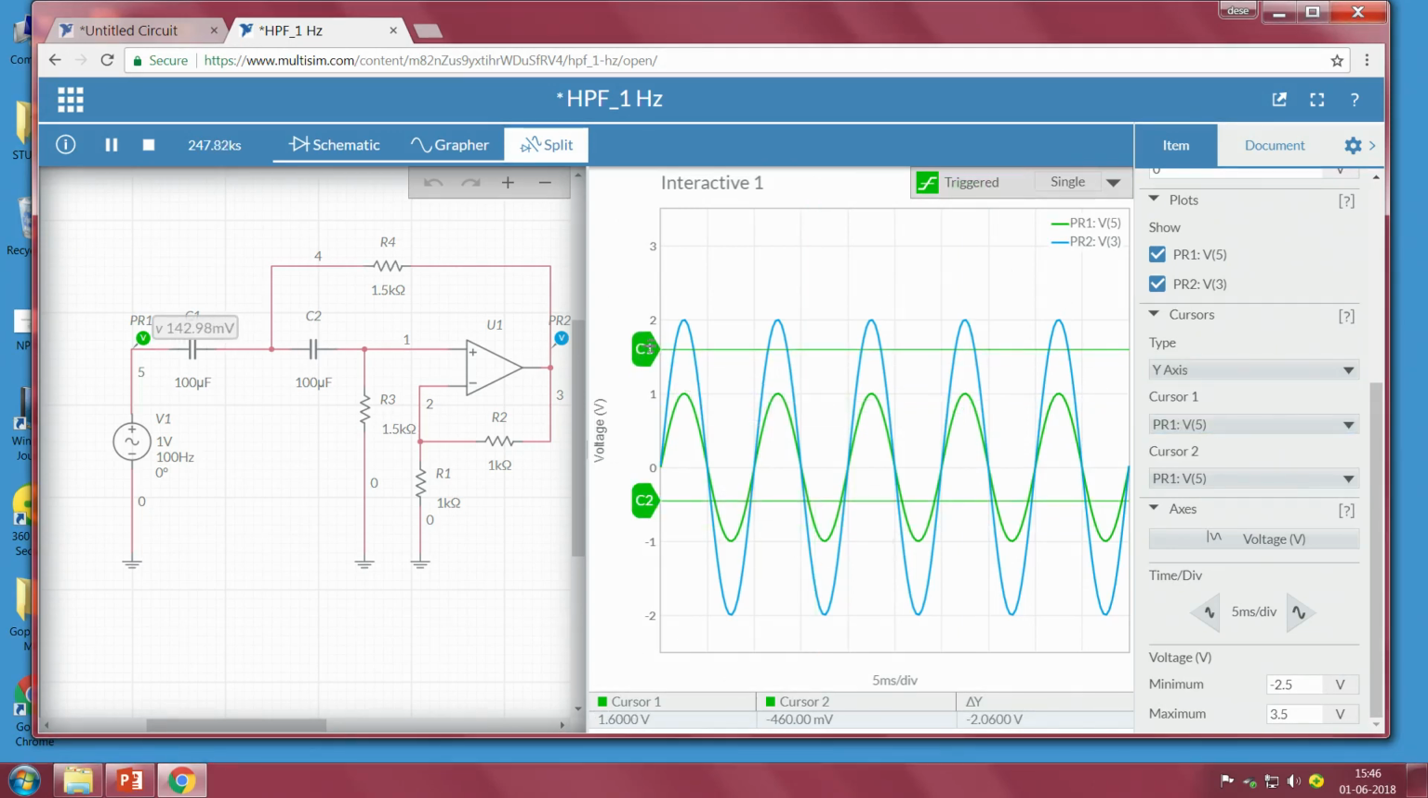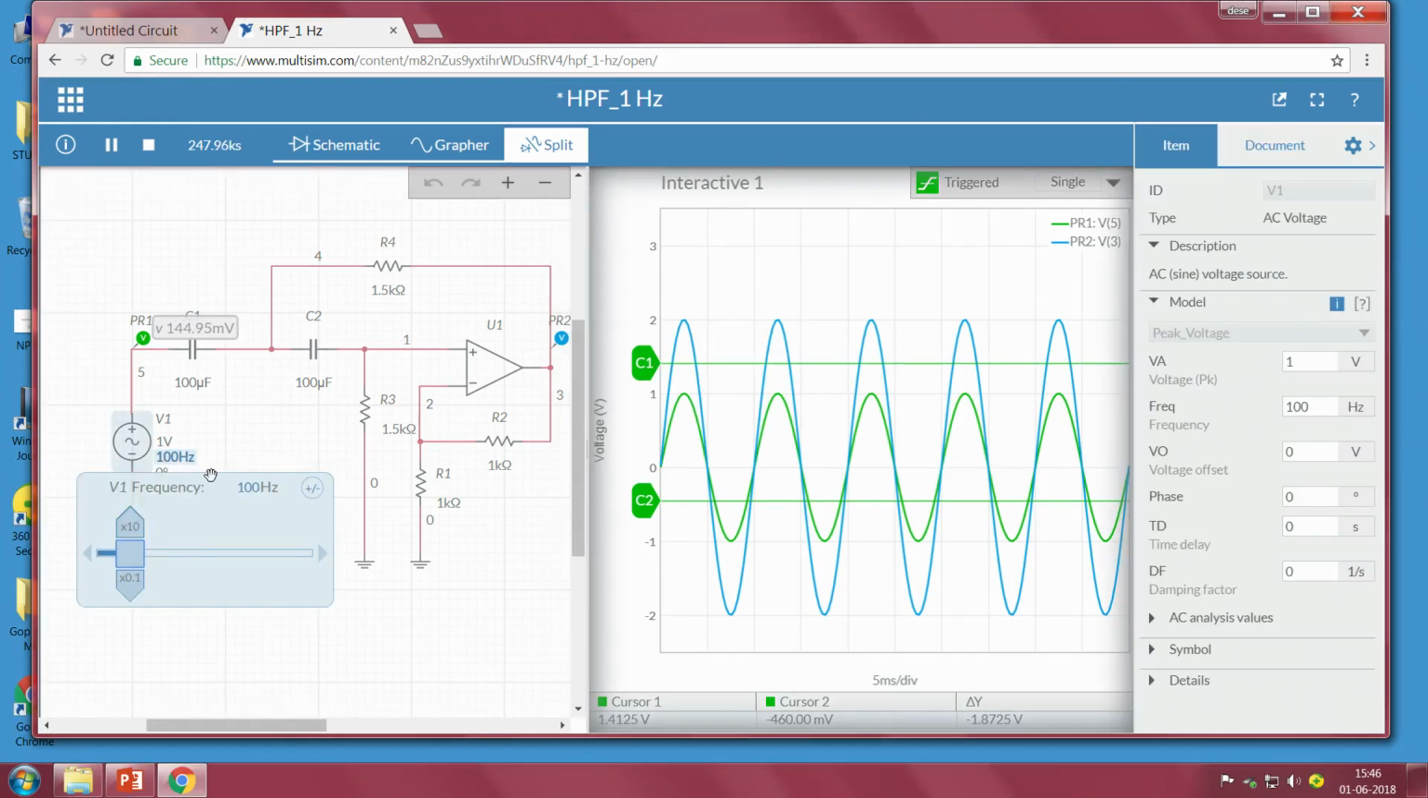If you observe here, this is at 1.6, slowly moving to approximately 1.41. Right now I am at 100 hertz, and I will slowly decrease from 100 hertz to 10 millihertz. The frequency at which the output equals this C1 threshold is my cutoff frequency. So, I will decrease slowly, with a factor of 20.